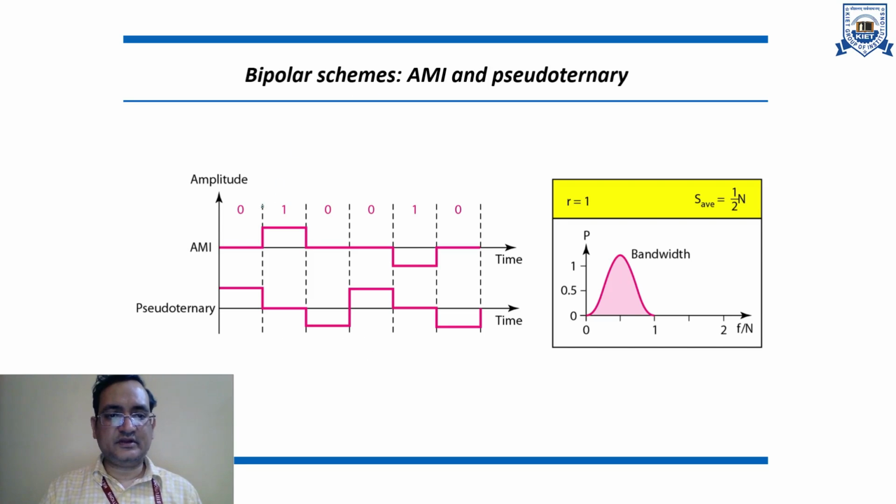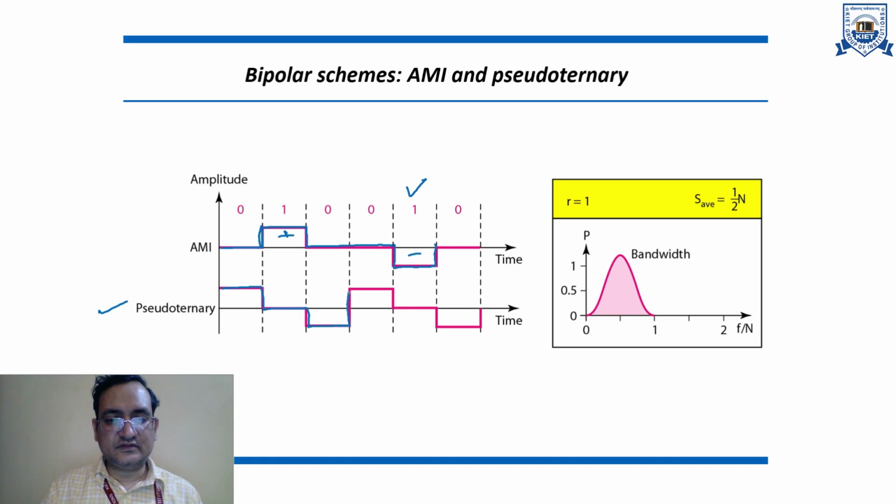This is the representation of alternate mark inversion and pseudo ternary. You can see that 0 will be represented by 0 and 1 is represented by 1. Again 0 is represented by 0, but as this is alternate mark inversion, your next one will be represented by the negative polarity of the previous one, right? So this is positive and this will be negative. Similarly, in pseudo ternary, 0 will be represented by +1, and 1 will be from the 0 level.